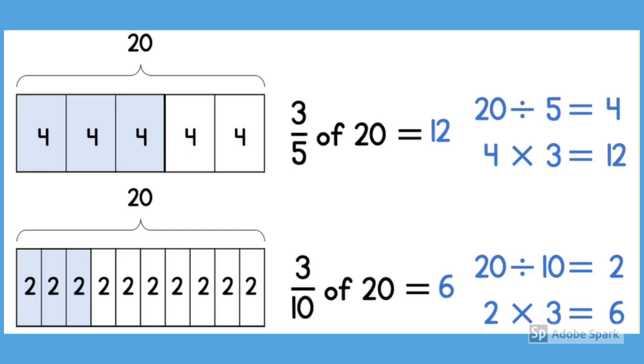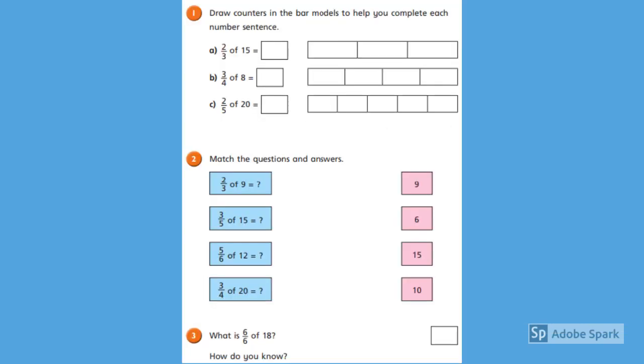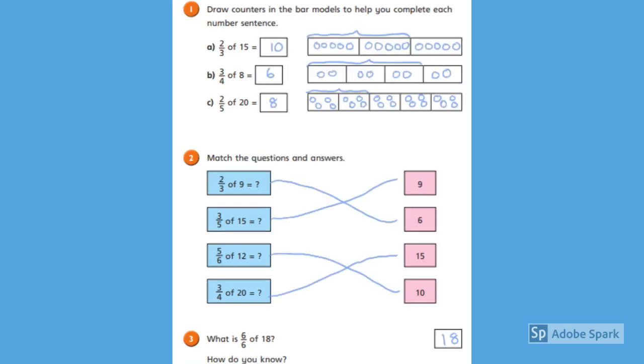So how did you get on? 3/5 of 20 equals 12. The bar model was split into 5 equal parts, and we wanted 3 of those parts. 4 times 3 equals 12. 3/10 of 20 equals 6. The bar model was split into 10 equal parts. A part was worth 2. 2 times 3 equals 6. Now pause the video and have a go at the next 3 questions, and then we'll check your answers.